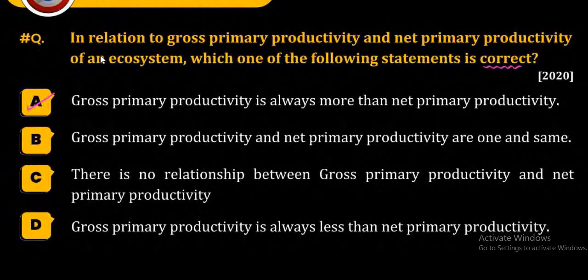So the next question is, in relation to the gross primary productivity and net primary productivity of an ecosystem, which one of the following statements is correct? 2020, option A: gross primary productivity is always more than net primary productivity. Option A is correct.